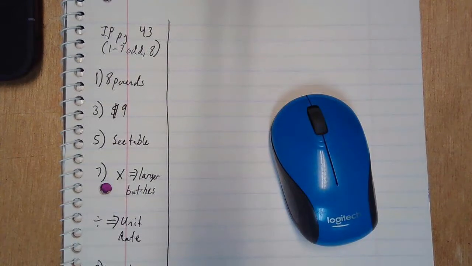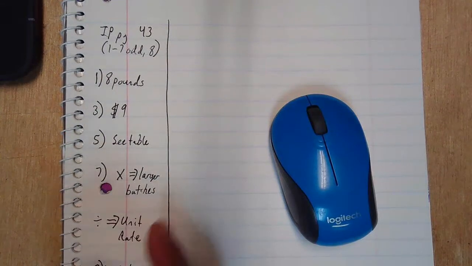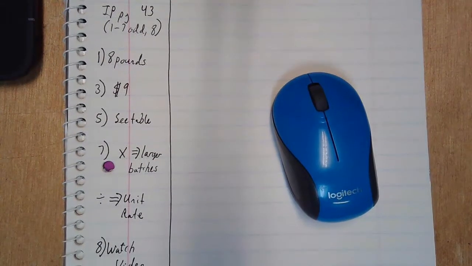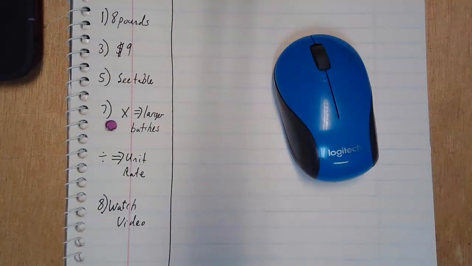You're going to have to see the table that's set up because it's kind of an involved answer, and I didn't have enough space to put it in that little square, or on the side here. And number 7, you'll have to see the video too, but I'll explain what it says so far. To multiply means you're going to get larger batches. To divide means you're going to use unit rate. And I'll explain what that means, okay? You need to see an example going on. And then for number 8 as well, you're going to have to watch the video because it's kind of an involved answer, okay? All right, so let's get started.